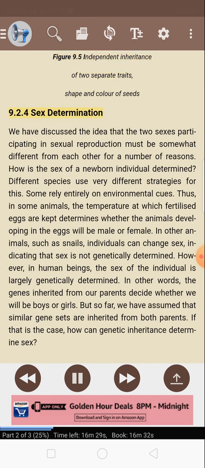9.2.4 Sex determination. We have discussed the idea that the two sexes participating in sexual reproduction must be somewhat different from each other for a number of reasons. How is the sex of a newborn individual determined? Different species use very different strategies for this. Some rely entirely on environmental cues. Thus, in some animals, the temperature at which fertilized eggs are kept determines whether the animals developing in the eggs will be male or female.